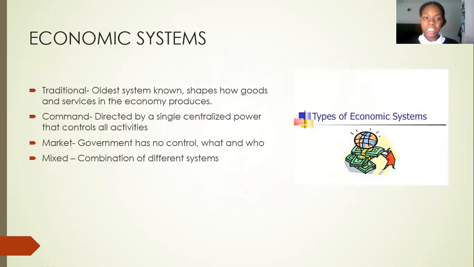Some types of economic systems would be the traditional economic system, command, market, and mixed. The traditional system is the oldest system known and is still used today. It shapes how goods and services in the economic system are used and produced. The command system is run by a single centralized power that controls all the activity. The market economic system means that the government has no control over who and what they can produce. The mixed economic system is a combination of both the command system and the market system.